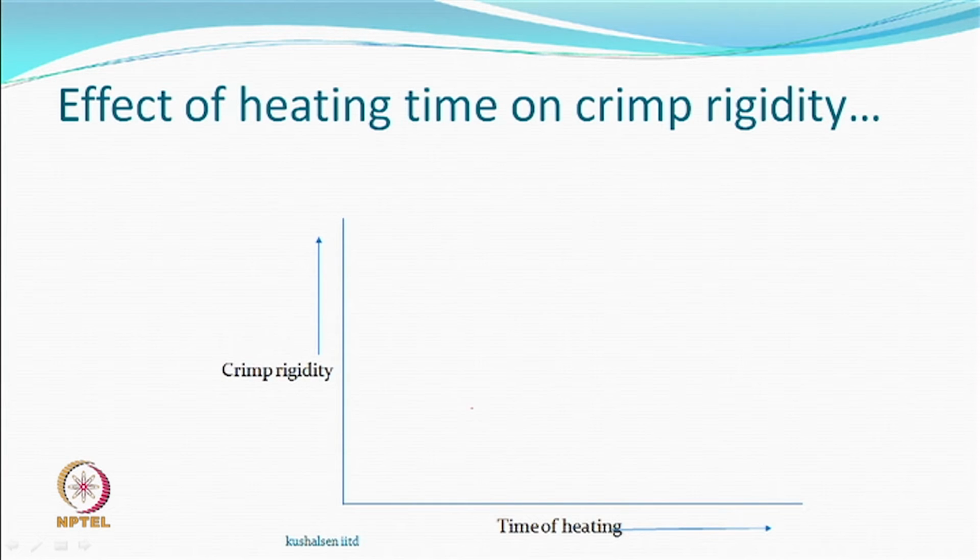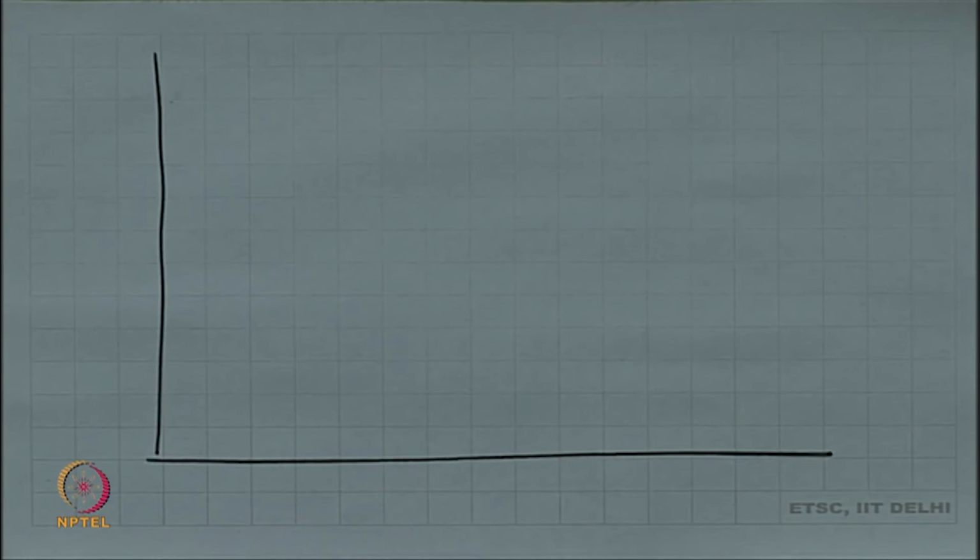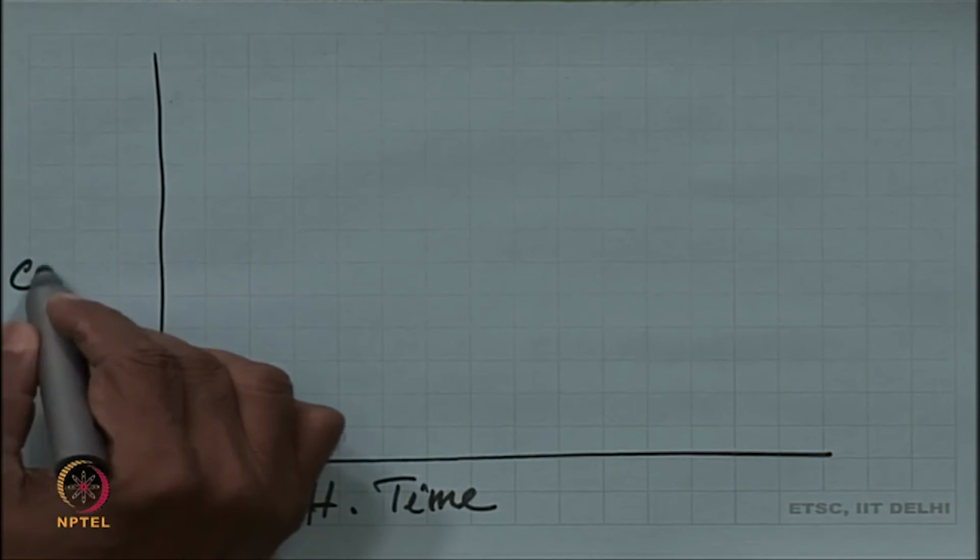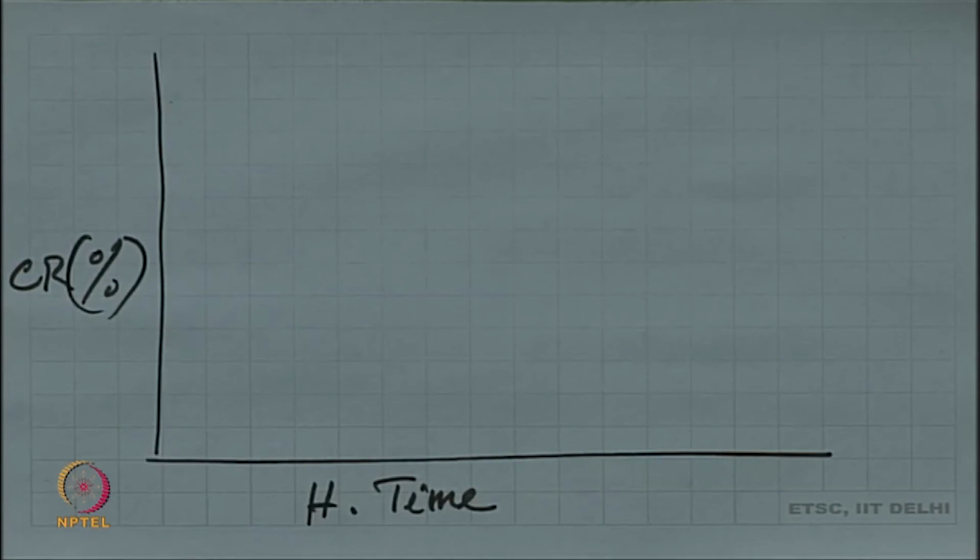So, we would obviously be interested in learning what happens when you increase the heating time. I am writing heating time because we have something called cooling time as well, on crimp rigidity. What do you think? Let us have some guesses. Heating time and crimp rigidity. So, what do we think will be the thing? What kind of a curve are we looking at? If time is very low, what do you expect? High crimpacity, low crimpacity? You must know what you expect to happen during this time. Any guesses?